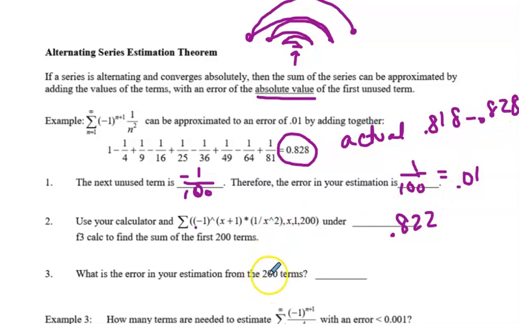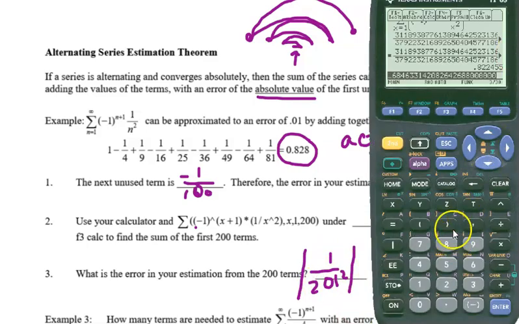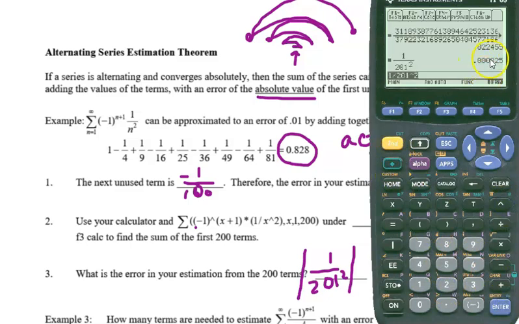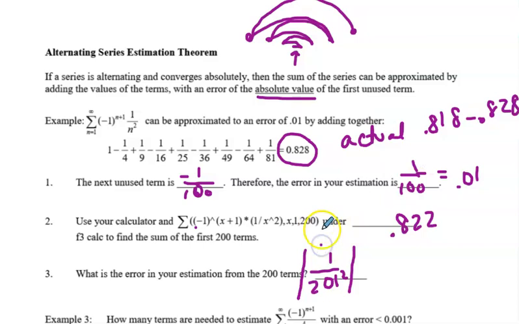And so what is the error in the estimation? Well, it's not 1 over the 201st term. It's going to be the absolute value of the 201st term, which is 1 over 201 squared. So if I go back to my calculator and I do 1 divided by 201 squared, and I hit green diamond enter to give this a decimal, the error in my estimation is 4 zeros and a 25. My error is 0.000025. Now that is a tiny error from just adding up 200 terms.